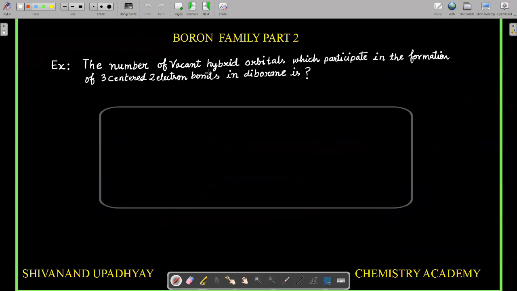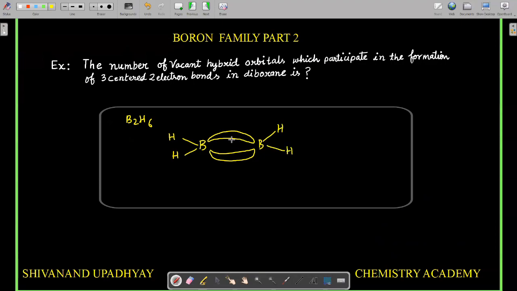The number of vacant hybrid orbitals which participate in the formation of 3-centered 2-electron bond in diborane. So what we have discussed about diborane is B2H6, right? And we know the structure of diborane. So if I am drawing the structure of diborane, these are 2 normal boron hydrogen bonds. Then there are 2 3-centered 2-electron bonds or banana bonds. Then again 2 normal hydrogen bonds are there.